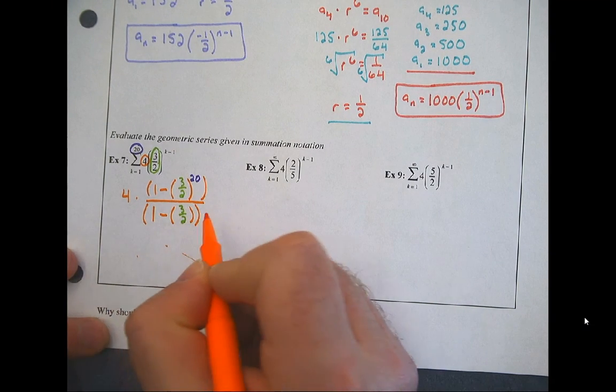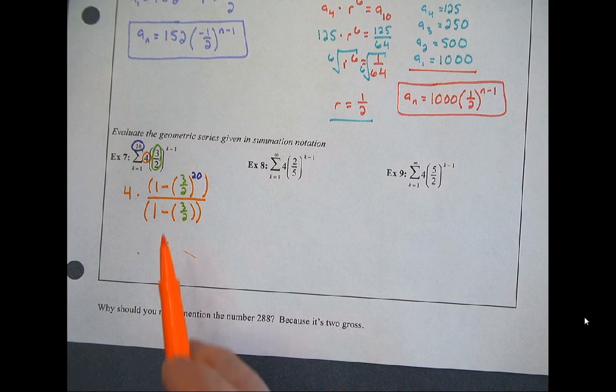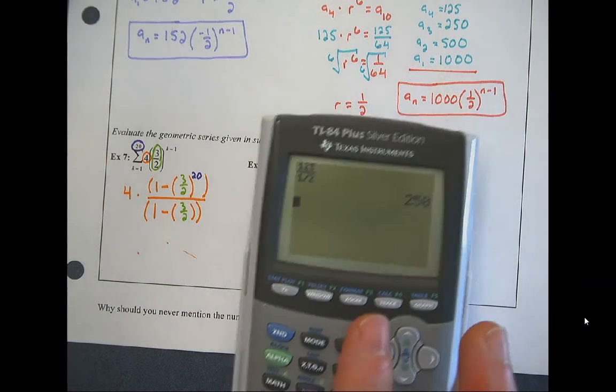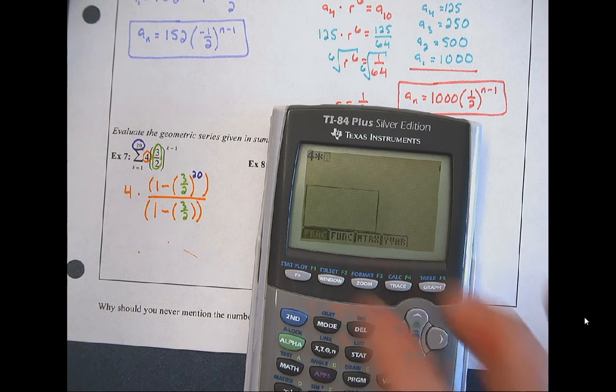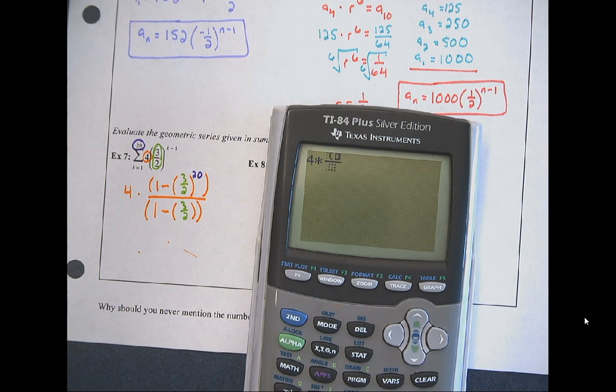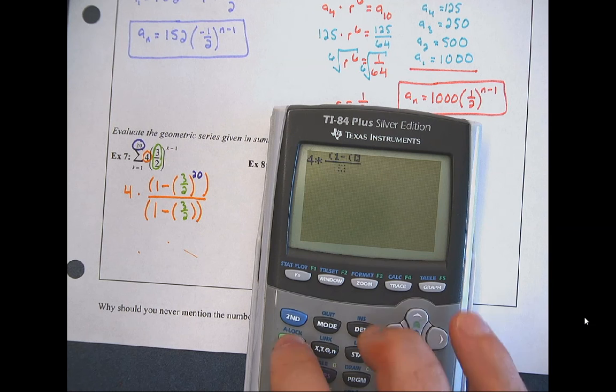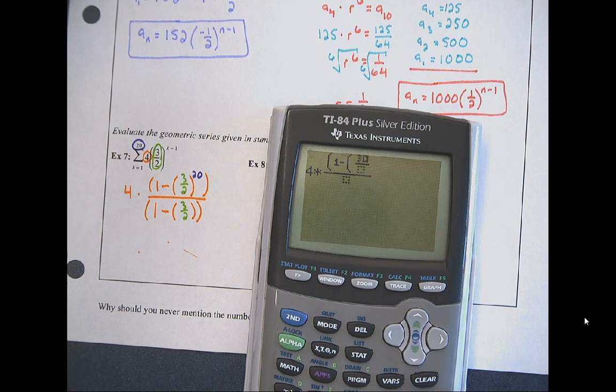Oh, I didn't even need parentheses around the denominator, darn it. I mean, around the denominator I did. I didn't need it around the 3/2. This is something I can type into my calc. 4 times parentheses, 1 minus, I'm going to go again, 3/2 to the 20th, close it. And then my denominator, 1 minus 3/2, and we get this sort of weird, messy number.